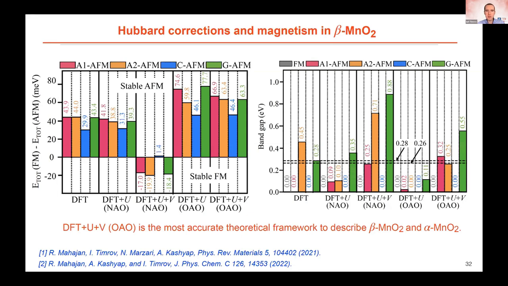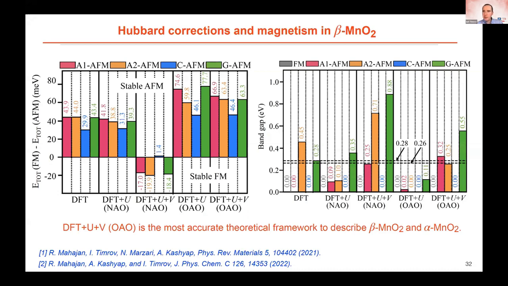DFT plus U plus V with non-orthogonalized atomic orbitals completely fails because in many cases ferromagnetic is more stable. And in other cases, we can see that DFT plus U with non-orthogonalized atomic orbitals is pretty good, while DFT is also pretty good, degenerate with A2 AFM. So the bottom line: DFT plus U plus V with orthoatomic orbitals is the most accurate.